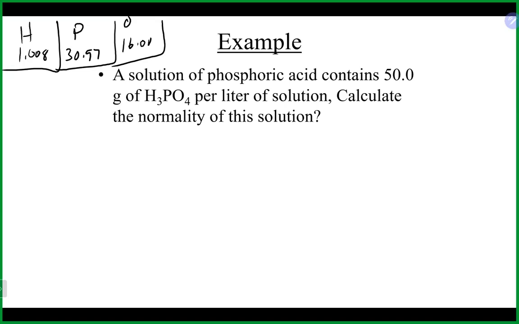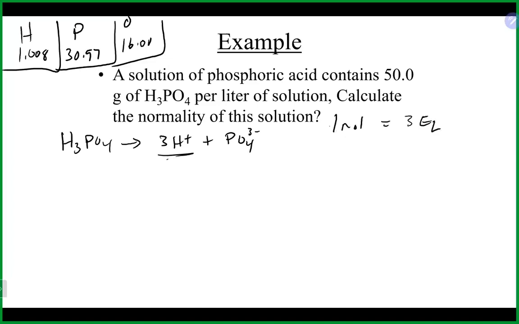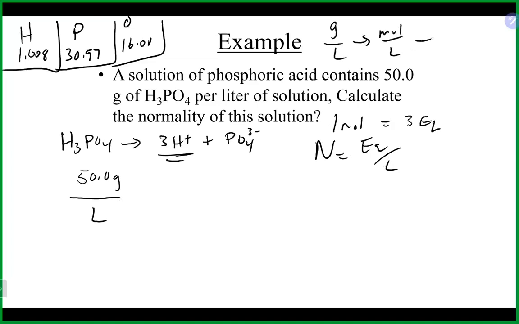In this case, we have a solution of phosphoric acid, which is H3PO4. Again, it's going to break apart into 3 hydrogens and a phosphate. That would mean really that 1 mole of it will give you basically 3 equivalents of H plus from there. And in that relationship here, we basically have how many grams there are per liter. And we really want to get to normality, which is equivalents per liter. So really, to get there, we kind of have to go from grams per liter, perhaps to molarity, moles per liter, to normality, equivalents per liter.